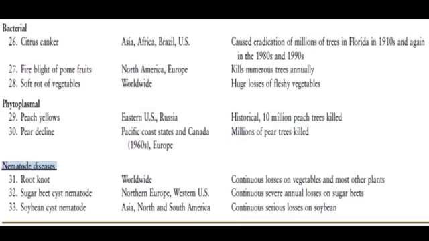Nematode diseases. 31. Root knot: worldwide, continuous losses on vegetables and most other plants. 32. Sugar beet cyst nematode: Northern Europe, Western U.S., continuous severe annual losses on sugar beets. 33. Soybean cyst nematode: Asia, North and South America, continuous serious losses on soybeans.